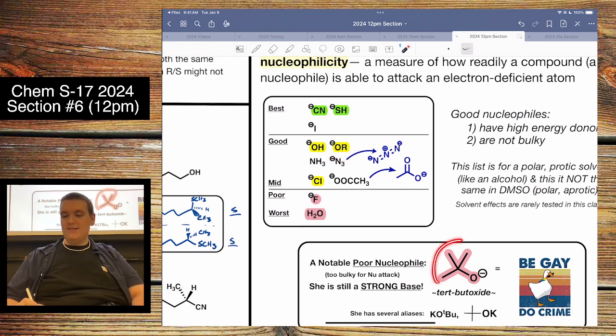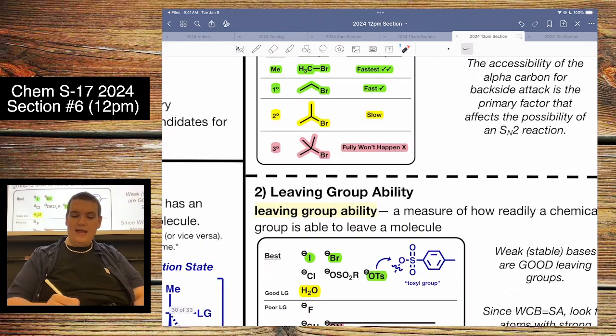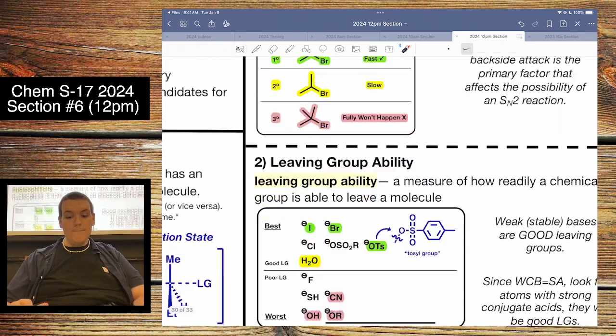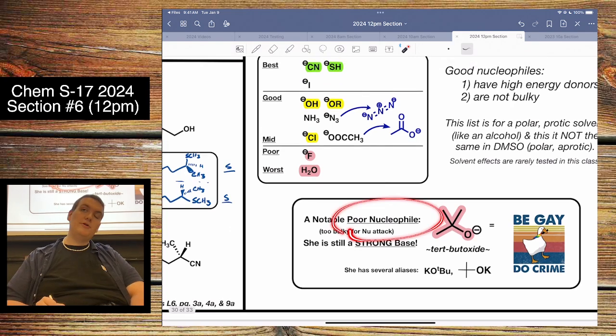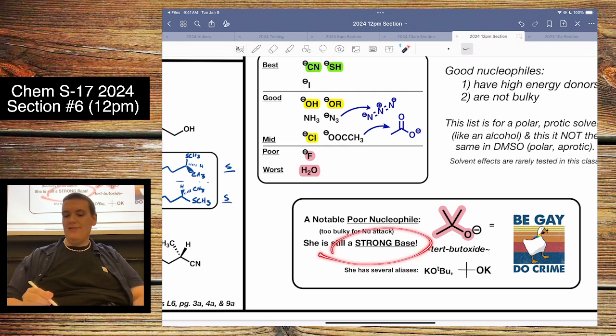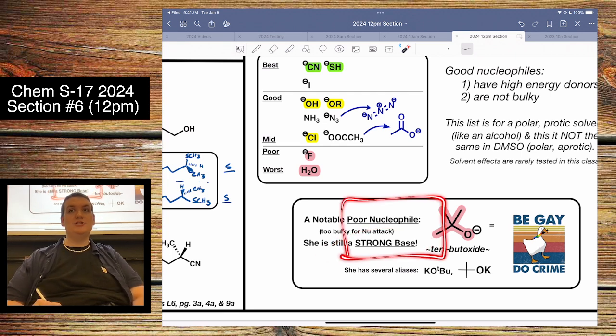But this tert-butyl group is super bulky. And so because of that, if you have tert-butoxide, this is not really going to do the SN2 attacks. Even though it has that O with a minus charge, this is so bulky that it's going to make it hard to do that attack. So we say it's a poor nucleophile. But it is still a strong base. And this poor nucleophile, strong base combination is pretty rare.